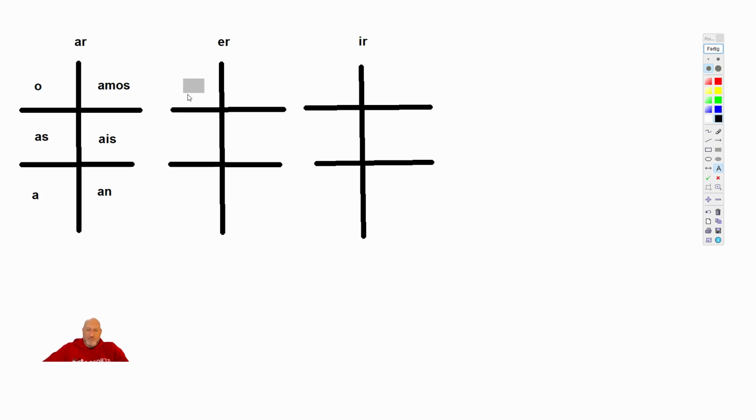ER verbs. O, ES, E, EMOS, EIS, EN. And IR verbs. O, ES, E, IMOS, IS, and EN. Vale. What's a reflexive verb?